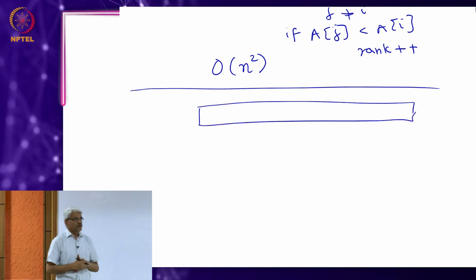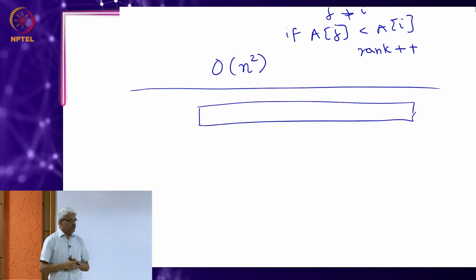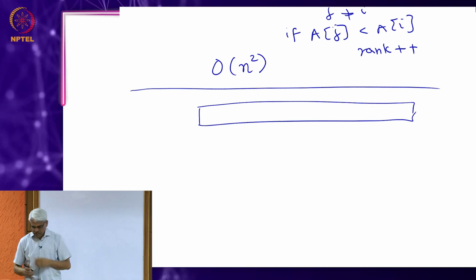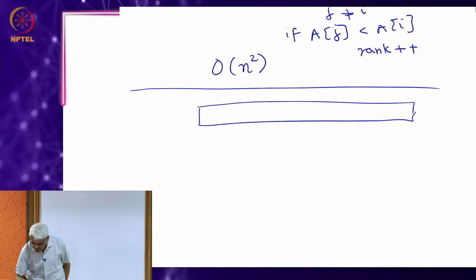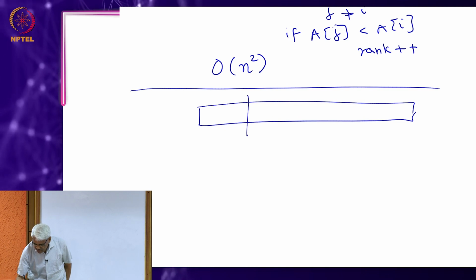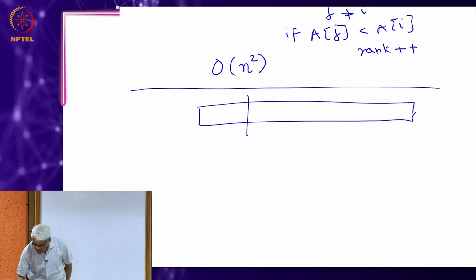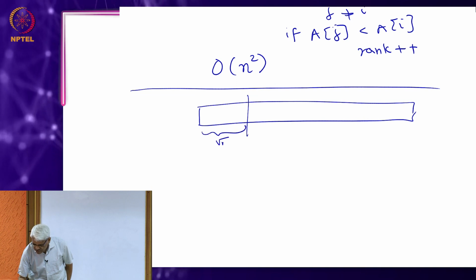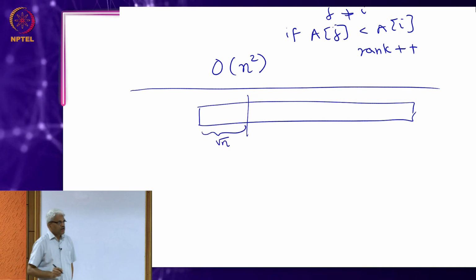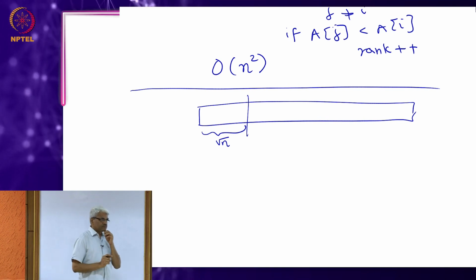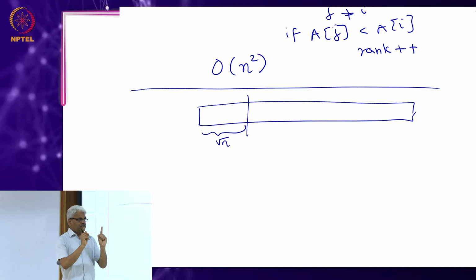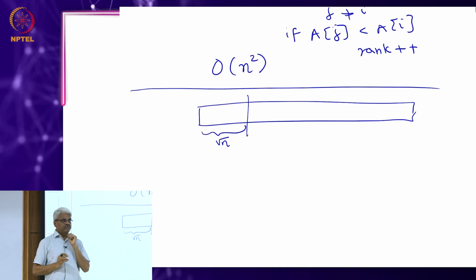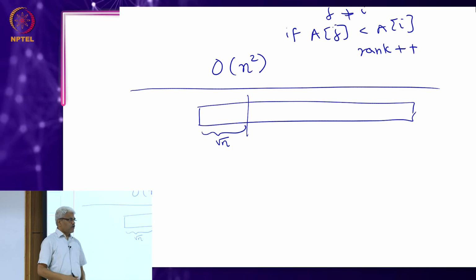I have this array in read-only memory. I want to find the median. So what we'll do? I take the first square root of n elements and find the median there. Median in that block. How much time will it take? With constant space.